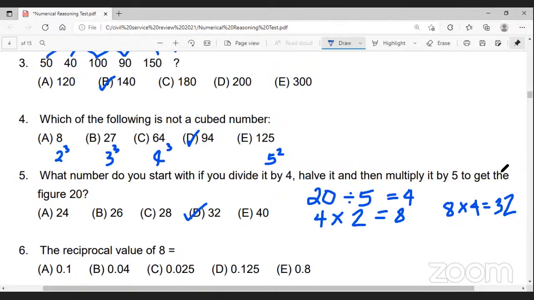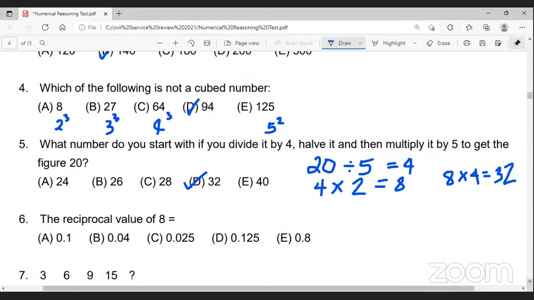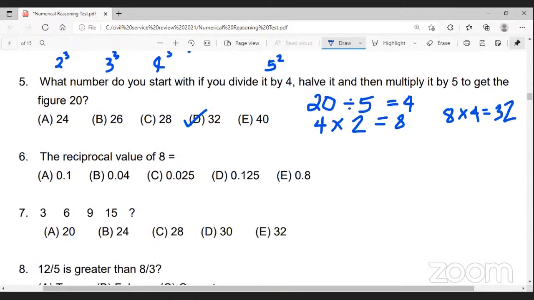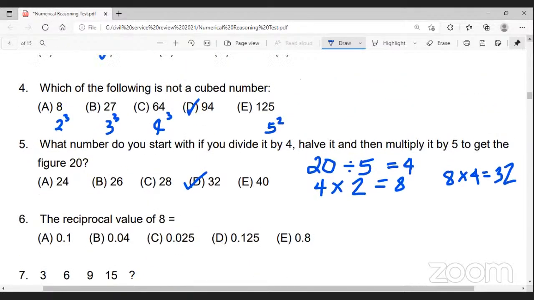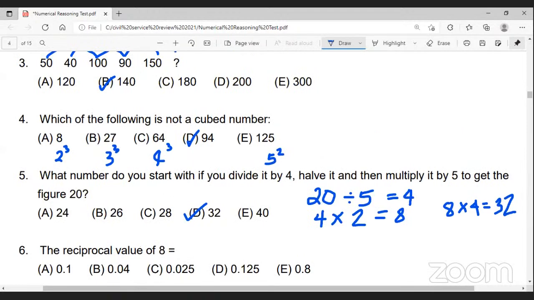And Miss Anne, Miss Jem, and Sir Mark. Yes, okay, ma'am. Okay, thank you, Miss Jem. Okay, let's proceed. Thanks, Mark. Sixth item. Let's proceed on the sixth item. Sixth item, the reciprocal value of 8. Letter D, ma'am. Letter D, Mark.